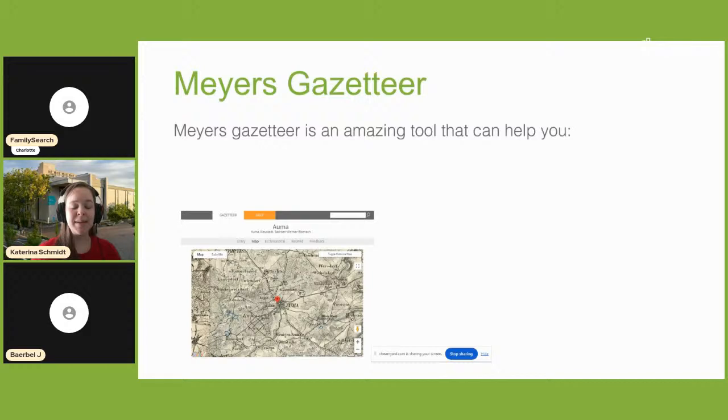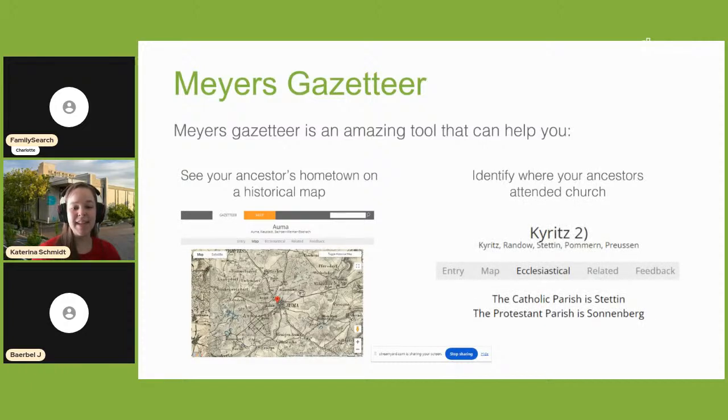Meyer's Gazetteer is an amazing tool that can help you see your ancestor's hometown on a historical map. It can help you identify where your ancestors attended church, and so many other great pieces of information.